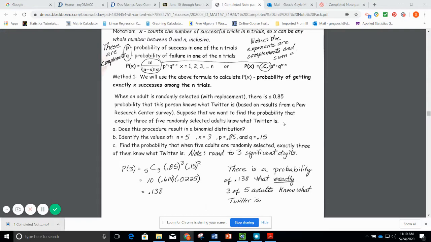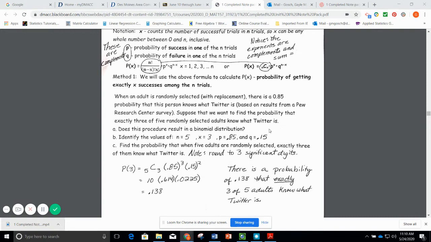Okay, when an adult is randomly selected with replacement, there is an 85% probability that this person knows what Twitter is, based on the results from the Pew Research Center. By the way, Pew Research Center is a very reputable research center, and so you're going to find a lot of research from them. Suppose we want to find the probability that exactly 3 of 5 randomly selected adults know what Twitter is.